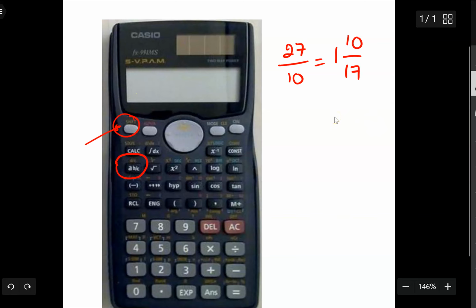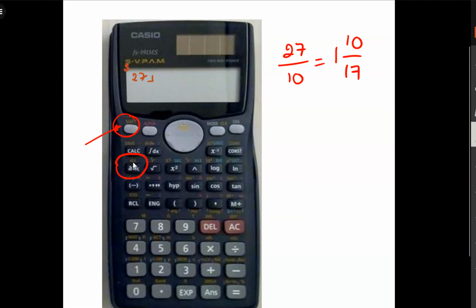Then the first thing you want to do is put in 27. Pretend that it appears on your screen. Then you press shift until you have the S. Then I would like you to press this key, so you enable this function d over c right here. Pressing that, I should have a symbol like this blinking.